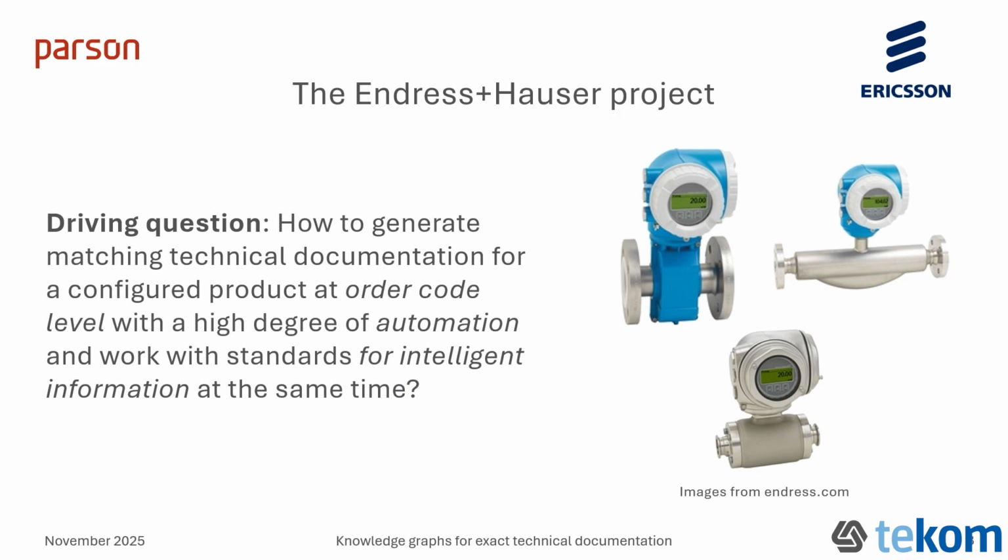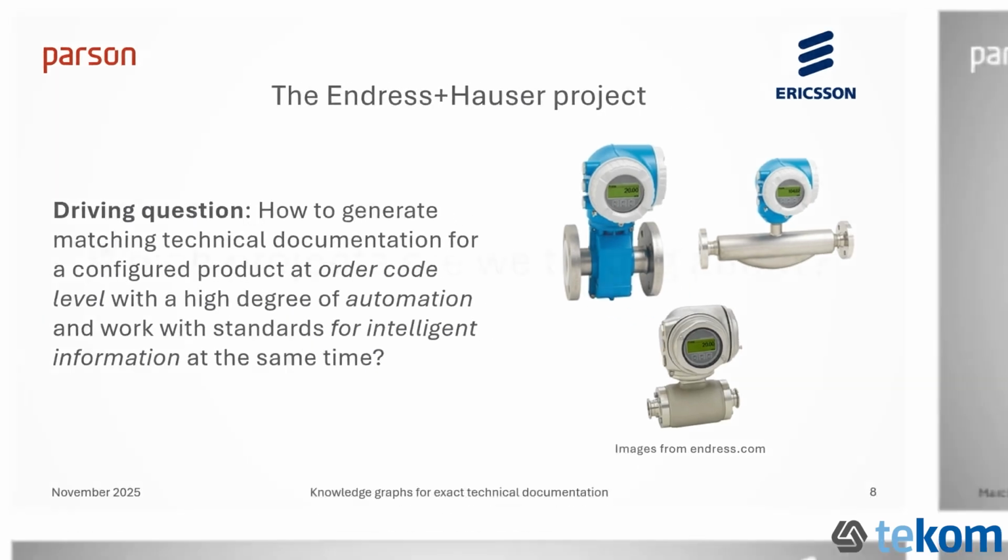So our driving question was, how do we generate matching technical documentation for a specific product configuration? And this highly automated. We didn't want the technical authors to configure all these product variants by hand in the technical documentation. And also Endress+Hauser wanted to use standards for intelligent information as much as possible in order to enable digital delivery later on. So that was our driving question.